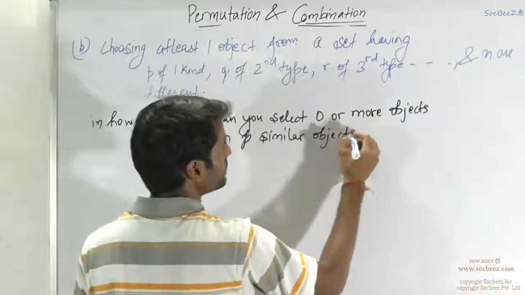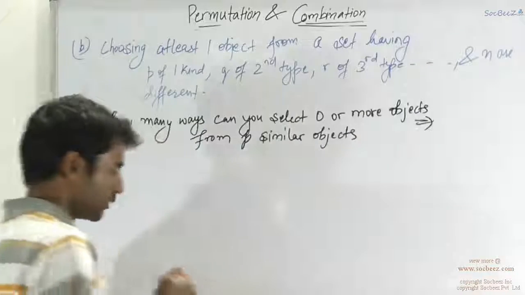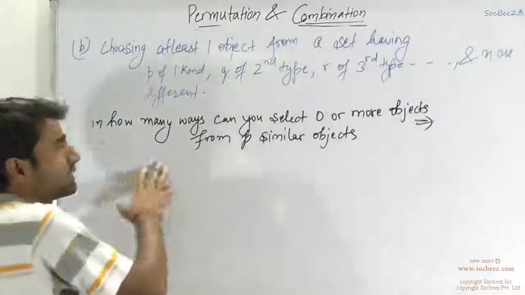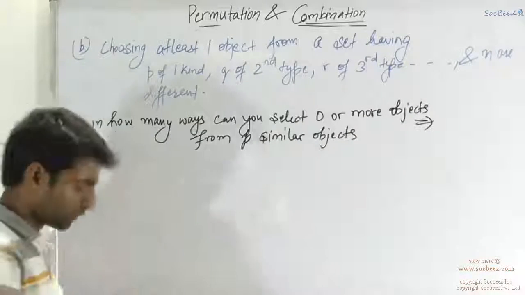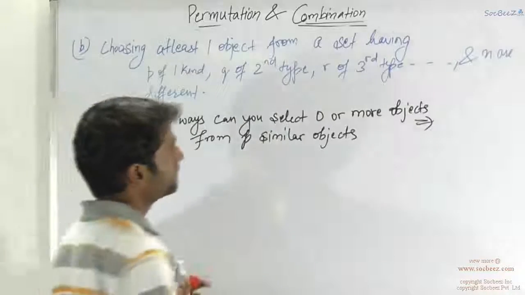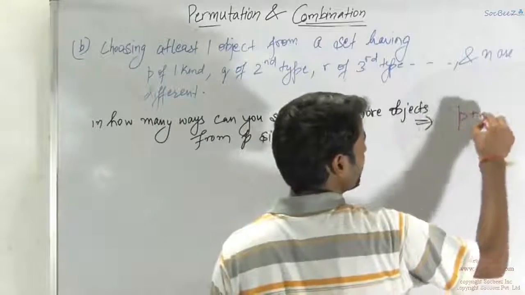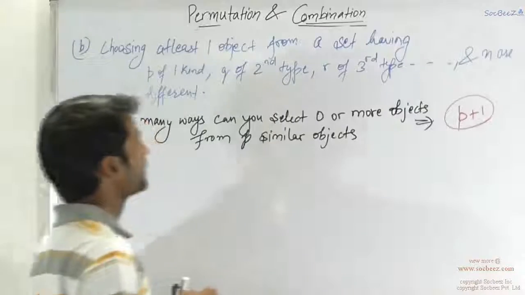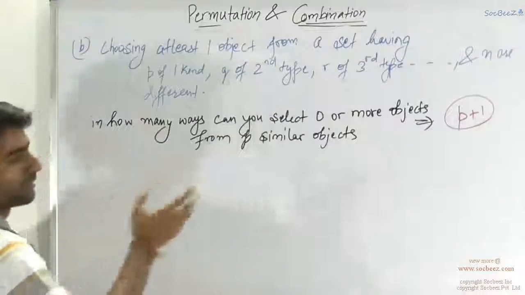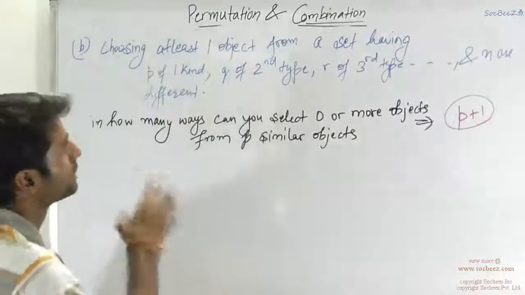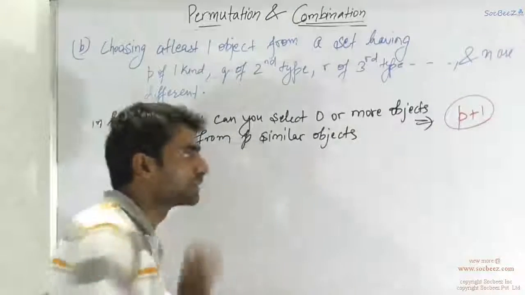You have P similar objects, you have to select at least 0 or more of them. We just did this in the previous slide. So what was the answer? There are P plus 1 ways in which you can select 0 or more objects from the P similar objects.